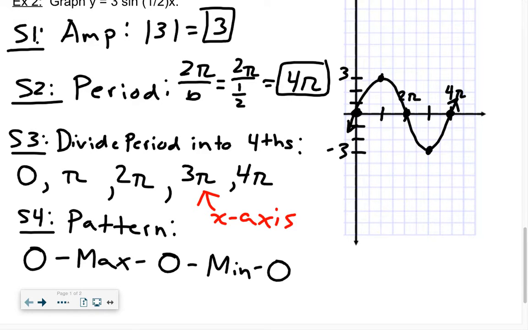Come test time, I will be looking for those 5 points. I will be looking for your y scale as well as your x scale. 5 points just like your box and whisker. And at this point, this completes one cycle. We could just repeat it and go from there.